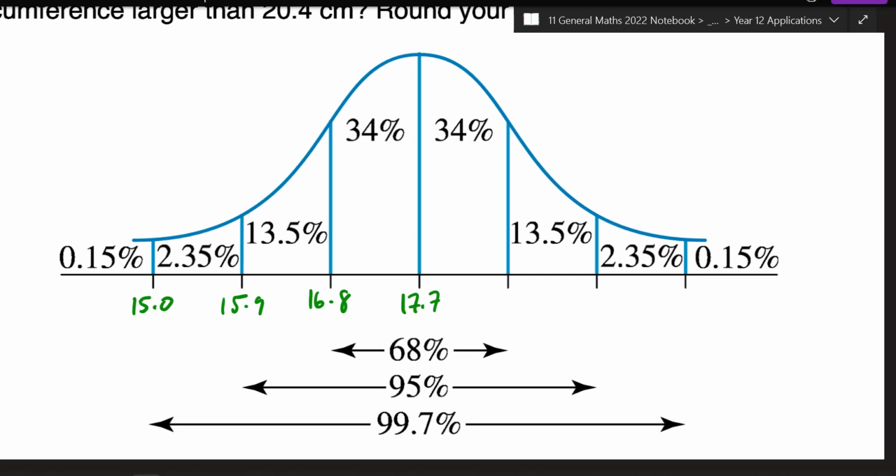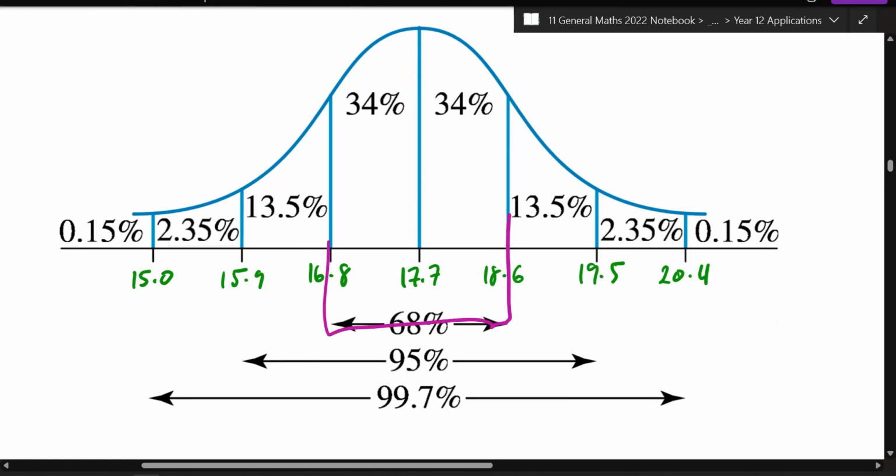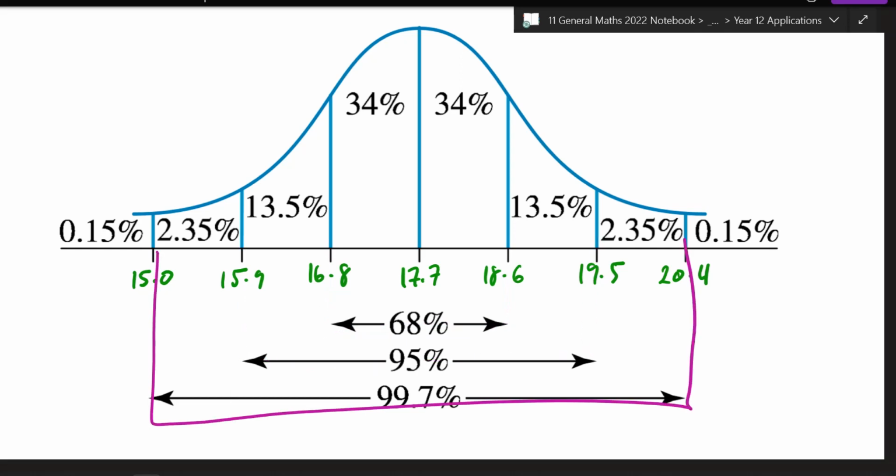How about we go on the upper end? Remember, one standard deviation is 0.9. So above the mean, 0.9 would be 18.6. 2 standard deviations would be 19.5. 3 standard deviations above would be 20.4. So there are your markers now for making sense of the percentages. 68% of your data would be between these two values, 95% of your data would be between those values, and 99.7% of your data would be between those values.